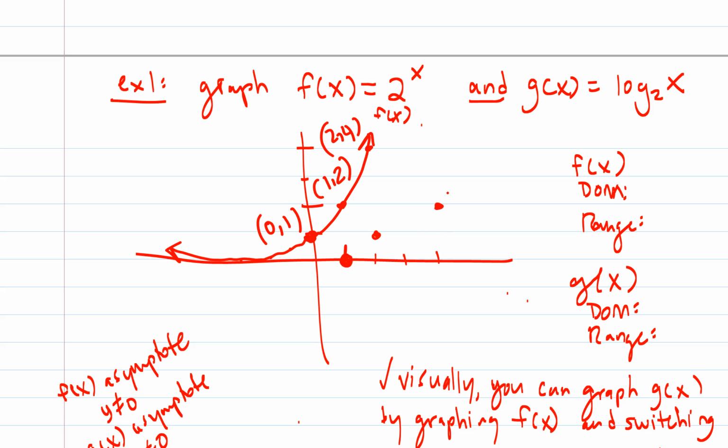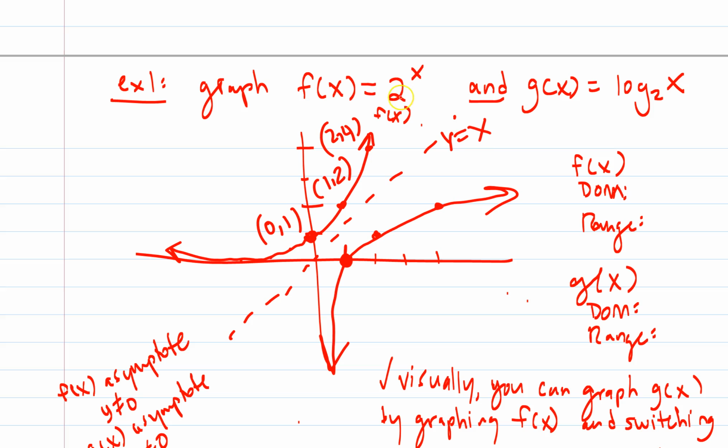What does this do? Well, it creates a function that instead of opening up, opens to the right. And instead of reaching an asymptote on the x-axis, it reaches an asymptote on the y-axis. And visually, these should be symmetric across the line y equals x.